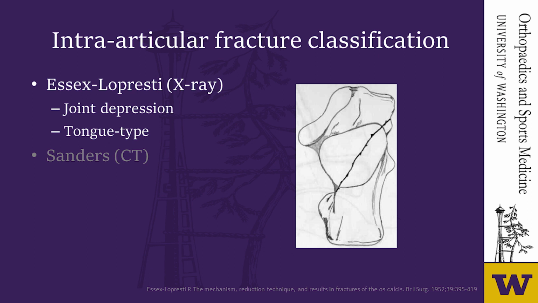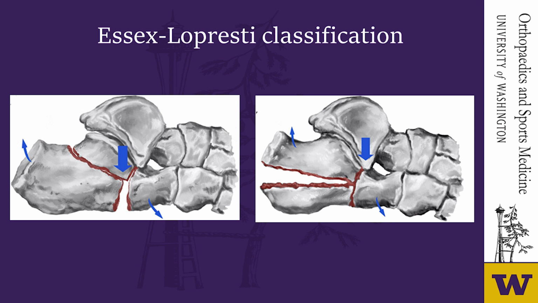The Essex-Lopresti classification is based on x-rays and uses the planes of the primary and secondary fracture lines in order to classify fracture patterns into joint depression or tongue type. The primary fracture line always occurs through the posterior facet, creating two fragments, anterior medial and posterior lateral. The secondary fracture line either occurs in the axial plane or behind the posterior facet.